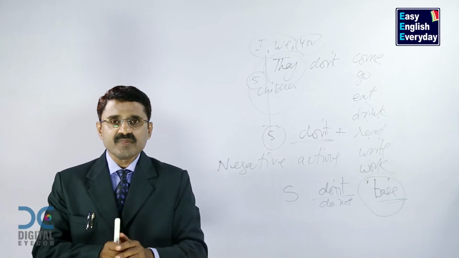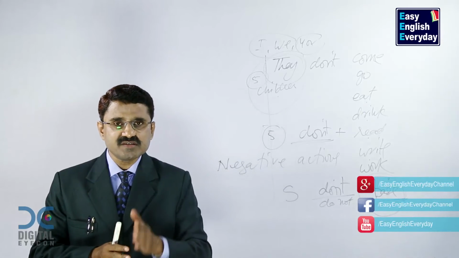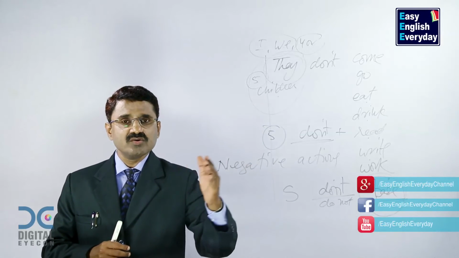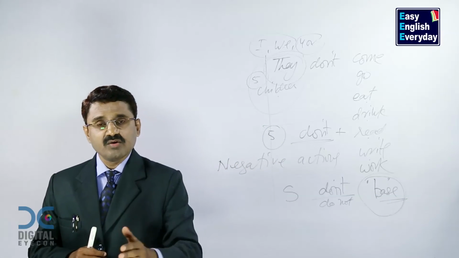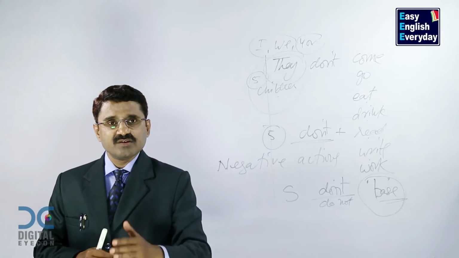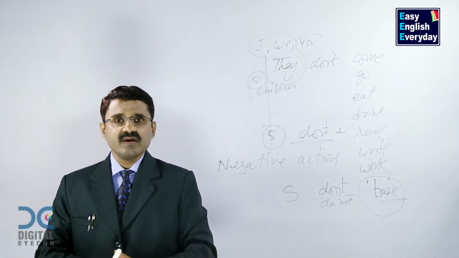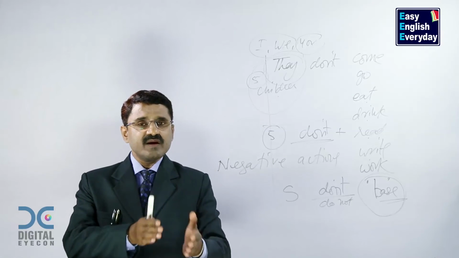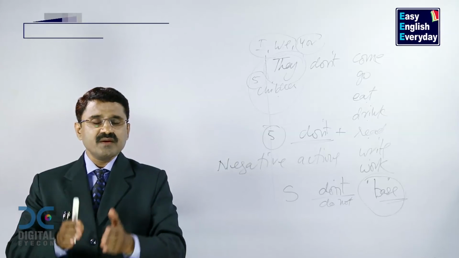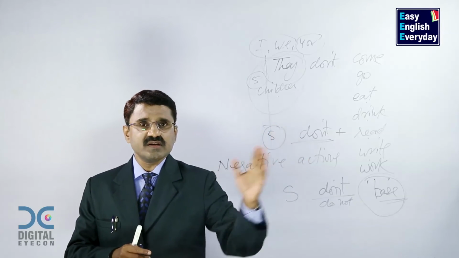For example, she is a vegetarian. They are vegetarians. They don't eat non-vegetarian food. They don't go to holy places. They don't go to libraries. They don't play outdoor games. They don't enjoy action movies. They don't enjoy horror movies. These examples indicate that it is common for them, it is usual for them, it is regular, permanent for them not to do certain actions.